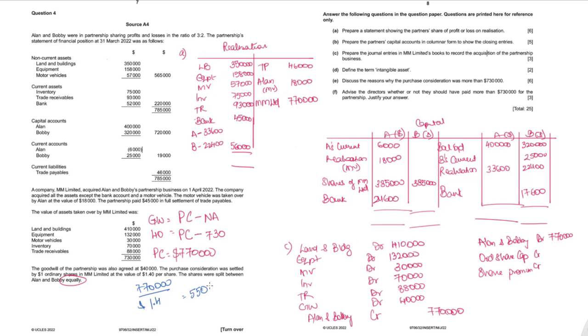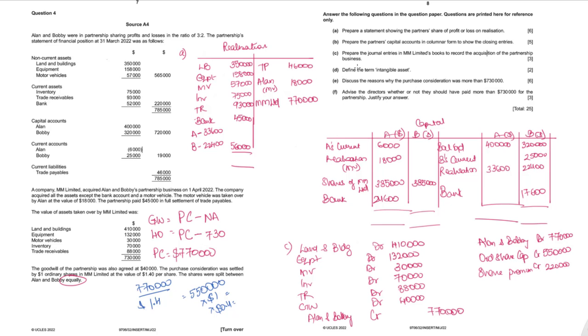550,000 shares. So 550,000 into $1 will go in ordinary share capital, and into $0.4 will go in share premium. So credit will be 550,000 and share premium credit will be 220,000. So that also completes part C.